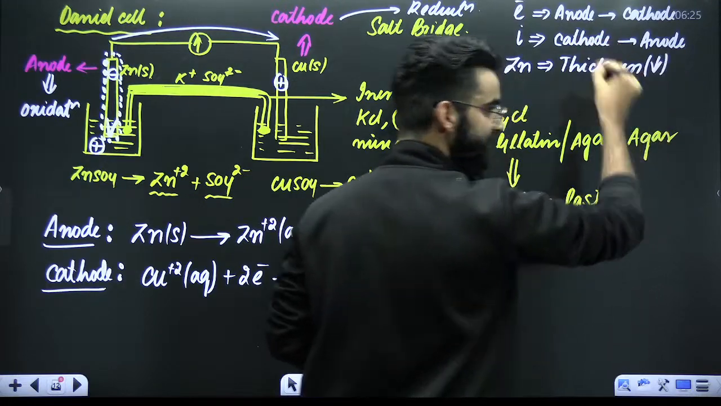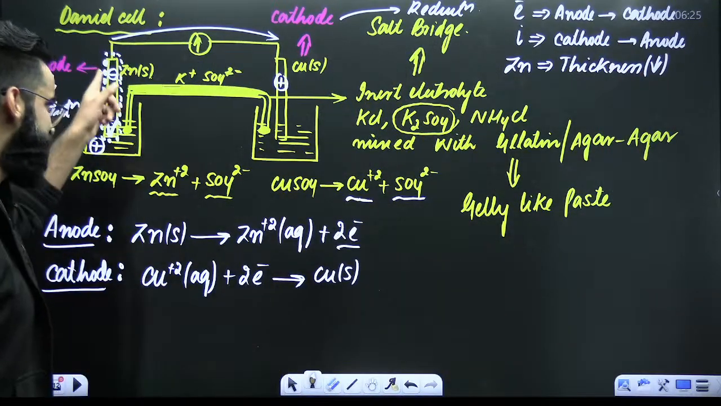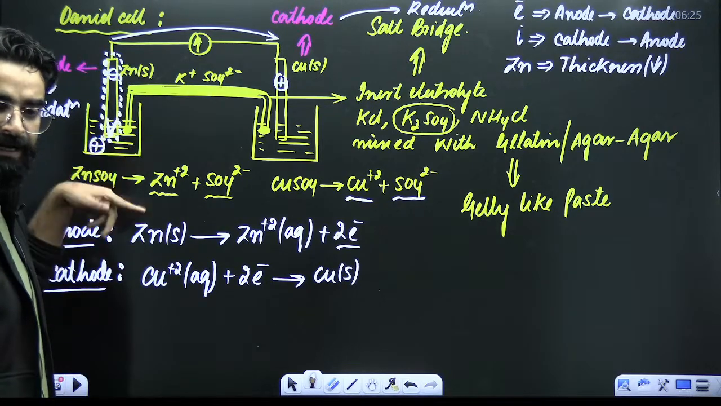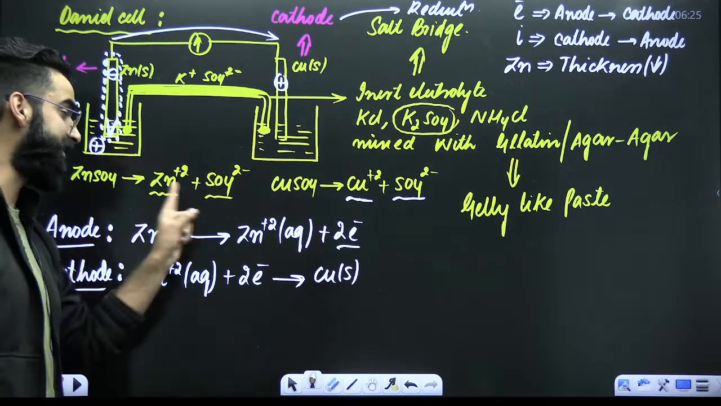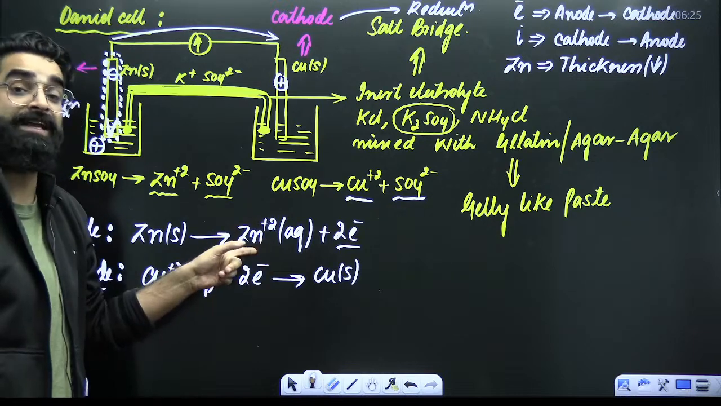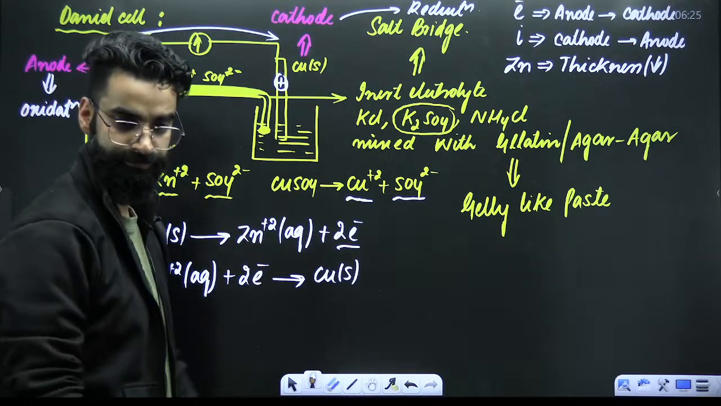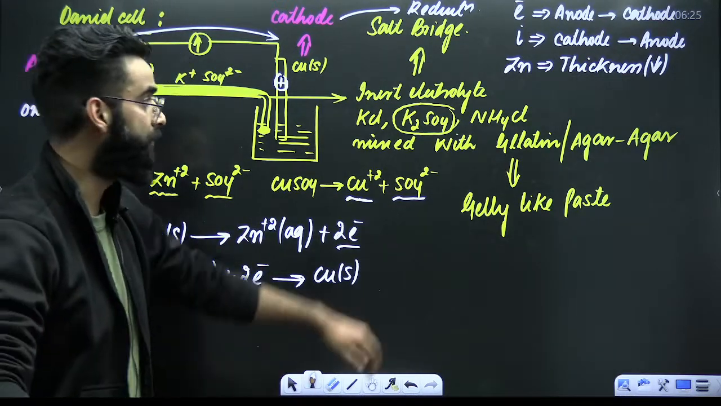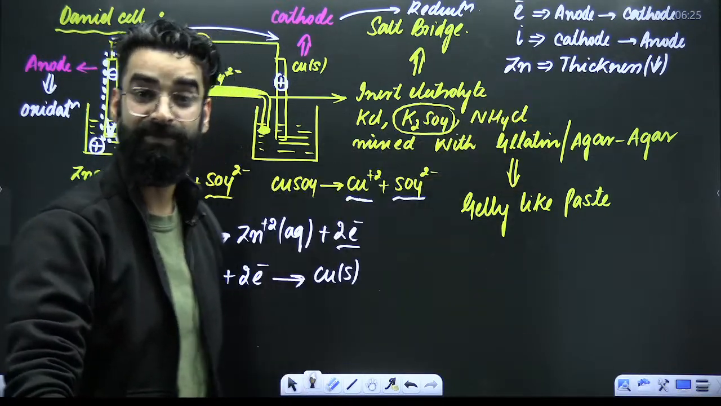It decreases with time because the rod is made up of zinc atoms, and those zinc atoms are continuously undergoing oxidation, continuously getting converted into zinc dipositives, and those zinc dipositives are going into the solution, right? So this is one more conclusion: the thickness of the zinc rod decreases with time.